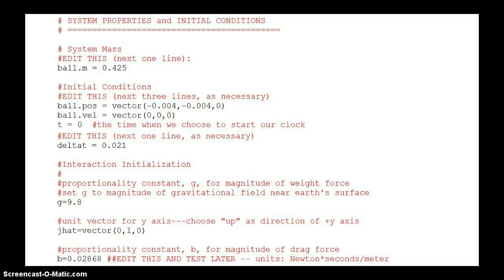The j-hat vector, which will be used for scaling later, is set to be the vector 0, 1, 0, and the proportionality constant b is experimentally determined to be 0.02868, which will be used in the equation for f-drag later on.